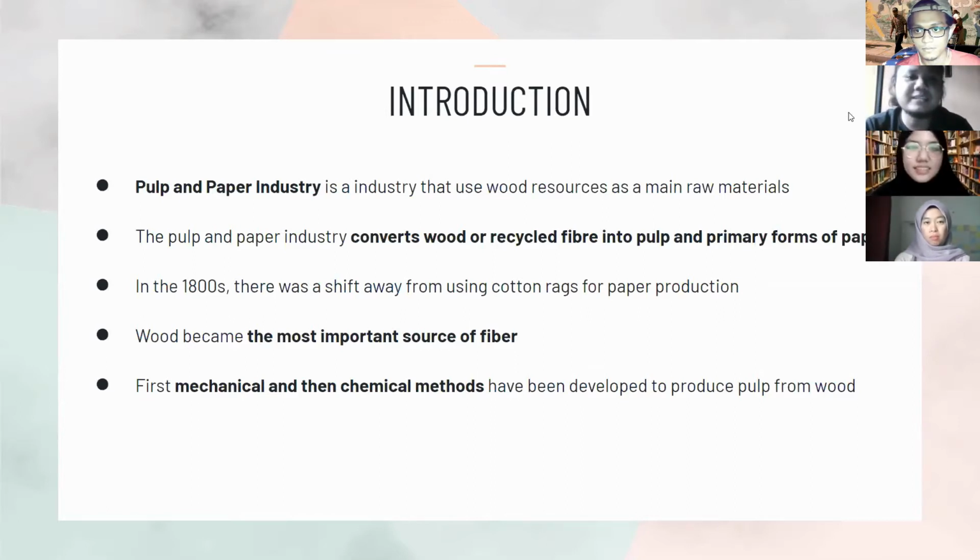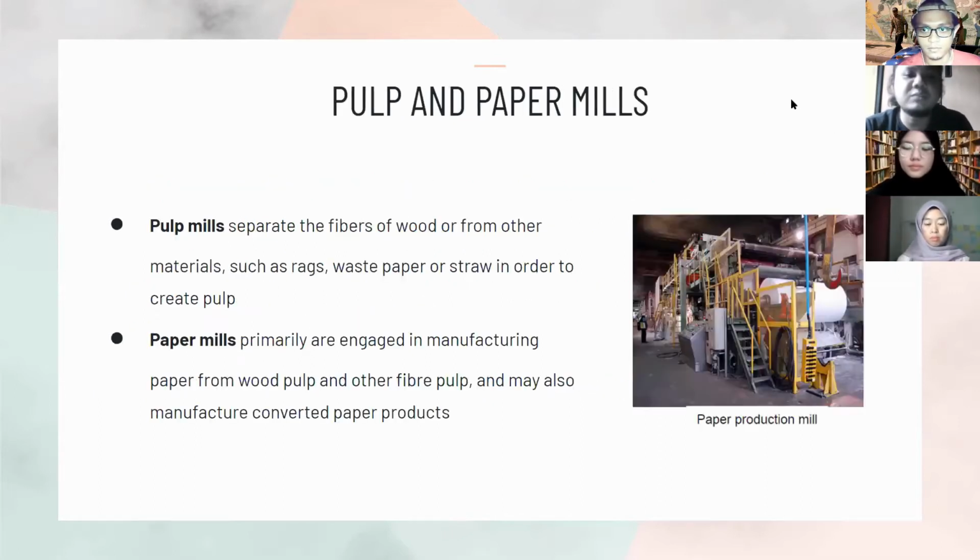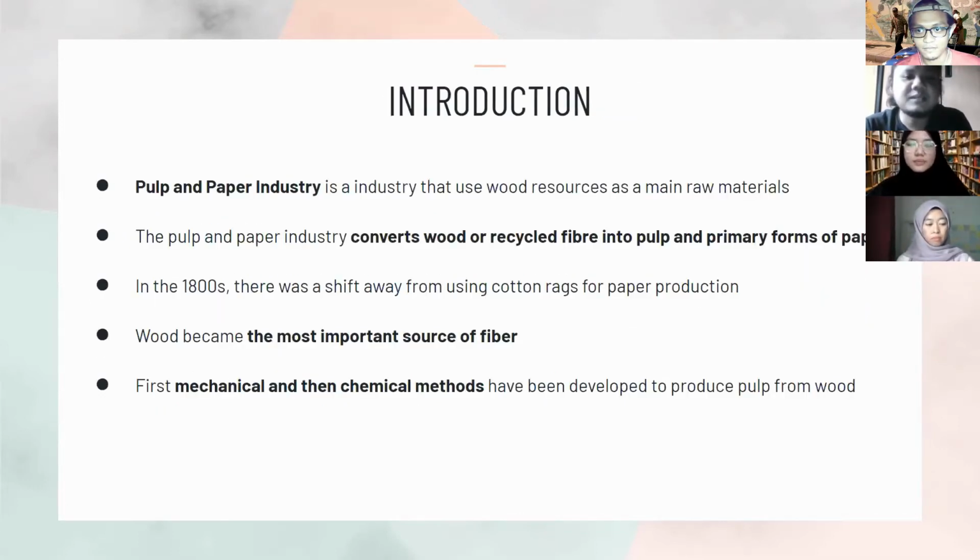Pulp and paper industry is an industry that uses wood resource as a main raw material. The pulp industry converts wood or recycled fiber into pulp and the primary form of paper. In the 1800s, there was a shift away from using cotton rag for paper production. After that, wood became the most important source. The first pulp and paper industry had two methods, mechanical and chemical, developed to produce pulp from wood. Okay, next.